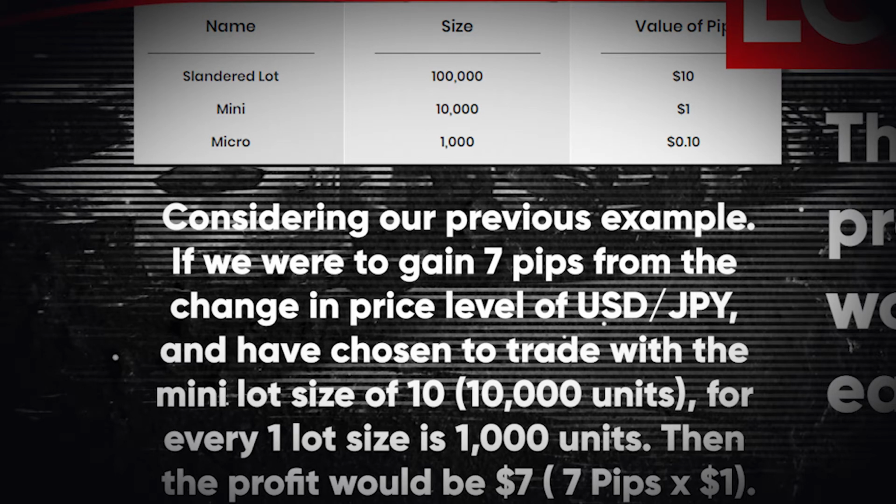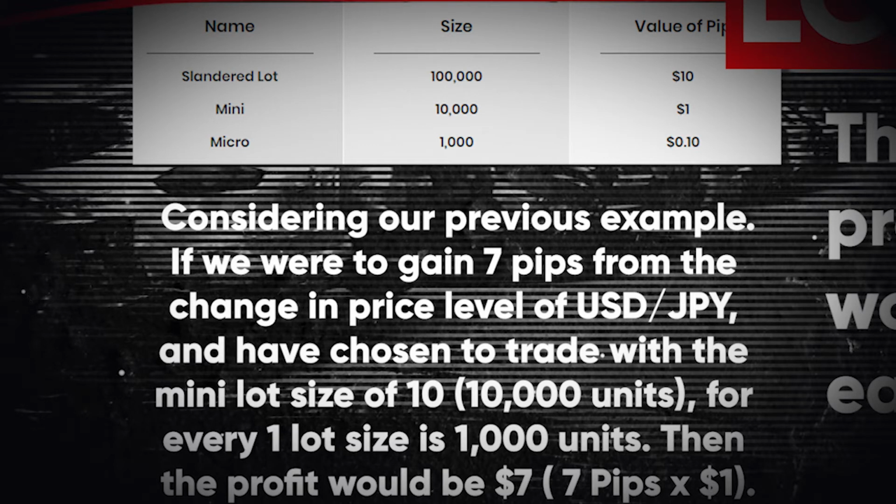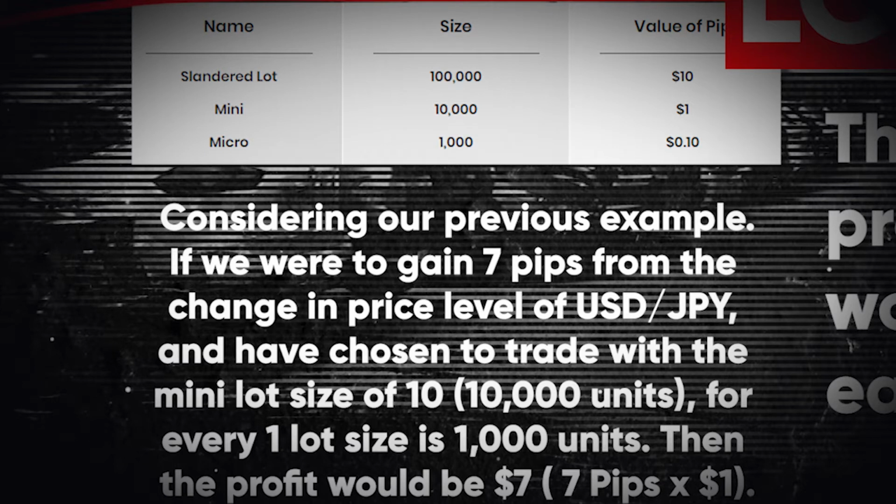Now you have mini, micro, and nano lots. Since not all brokers use nano lots, we're going to talk about mini and micro. Mini has a size of 10,000 units. That is equivalent to $1 of value per pip. So if you were going to go up by 7 pips, you would have gained $7. If you were going to go down by 3 pips, you would have lost $3.